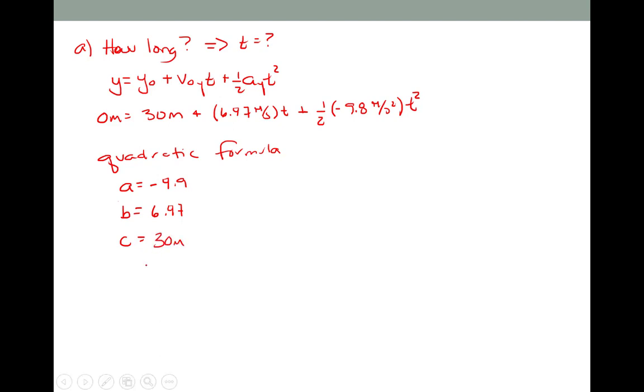And if I plug this information into the quadratic formula, the positive root results in t equaling negative 1.9 seconds, and the negative root results in t equaling 3.22 seconds. So this is the answer that I want.